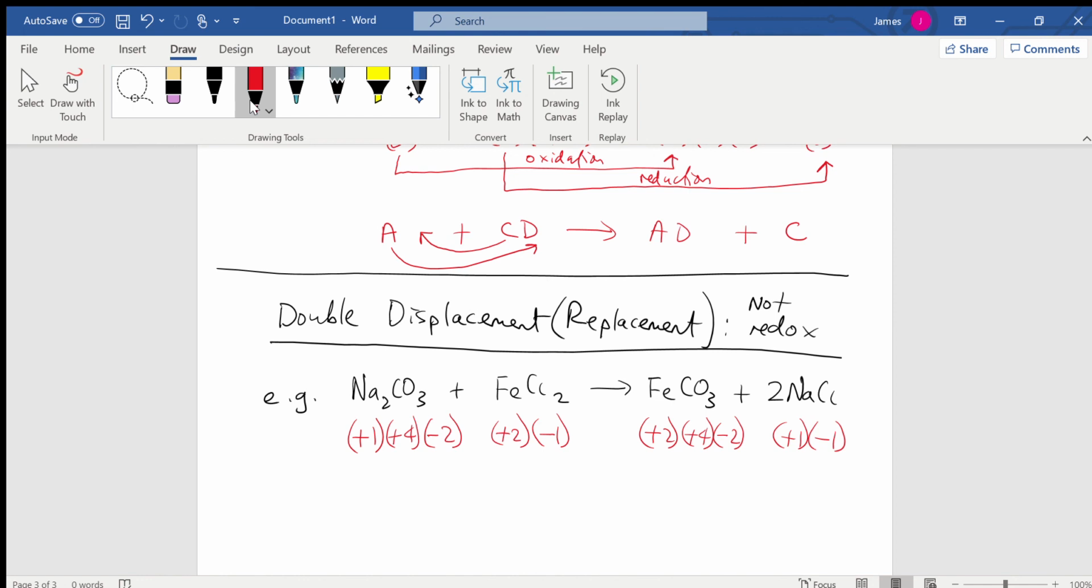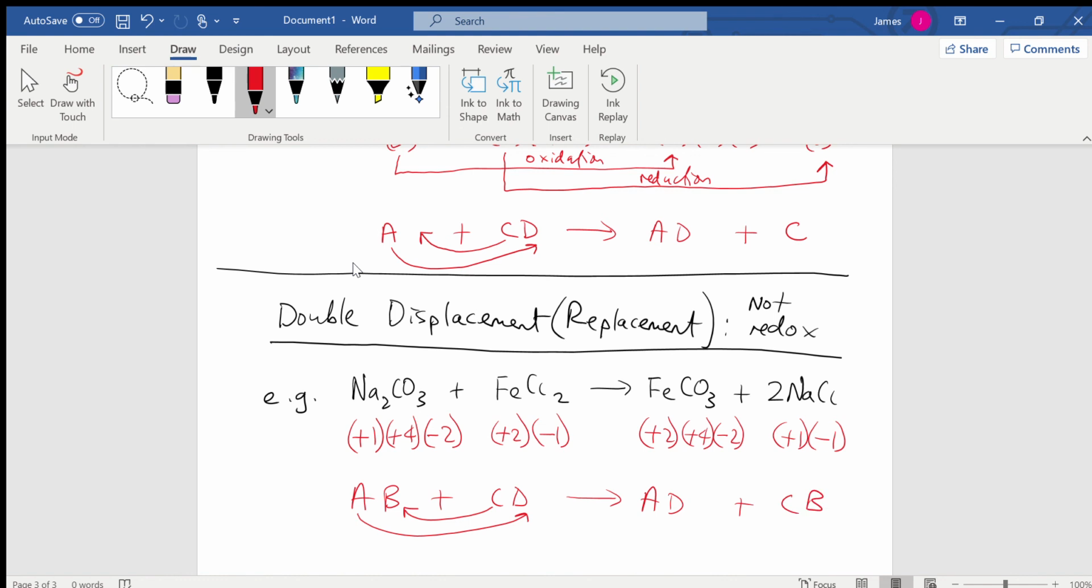Well, we've got two elements being replaced or displaced this time. So compare it with single displacement, but this time A has a partner. So we have AB plus CD. A, as before, takes D, but now C is not left shortchanged. So we get AD plus CB.